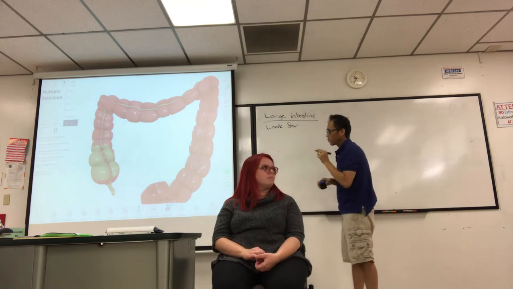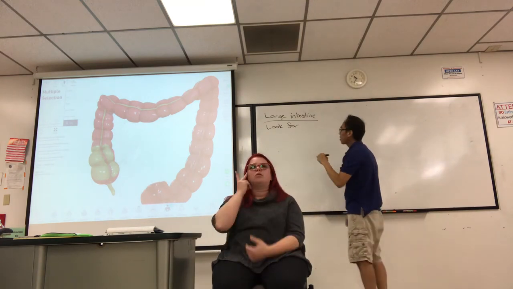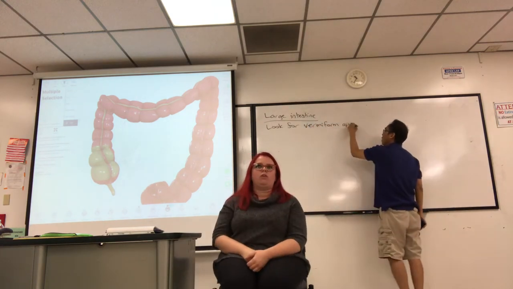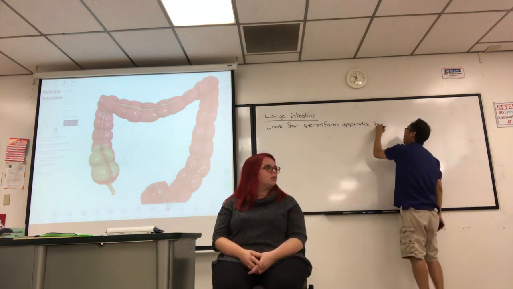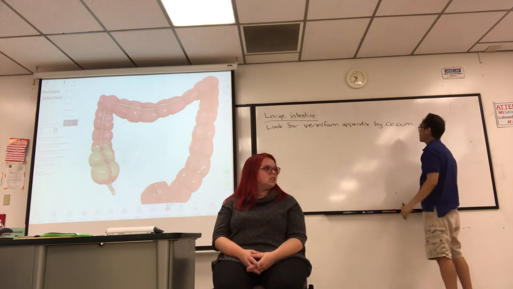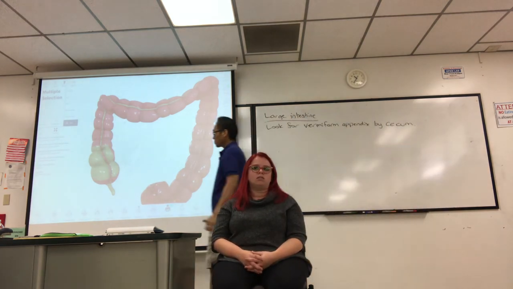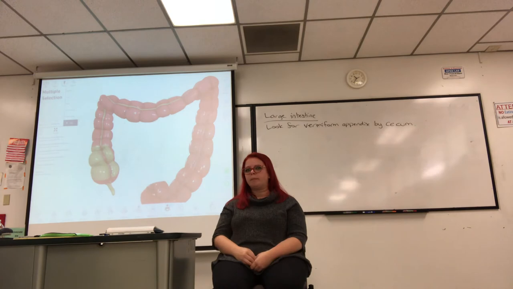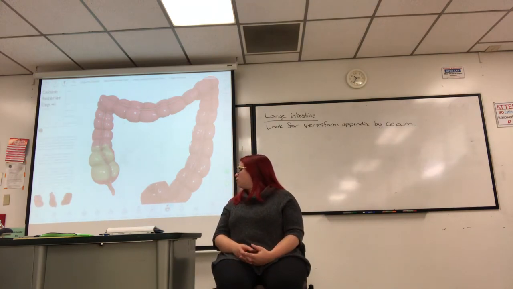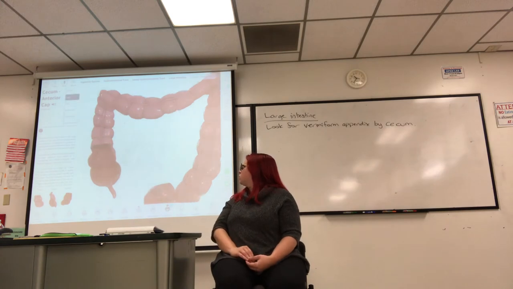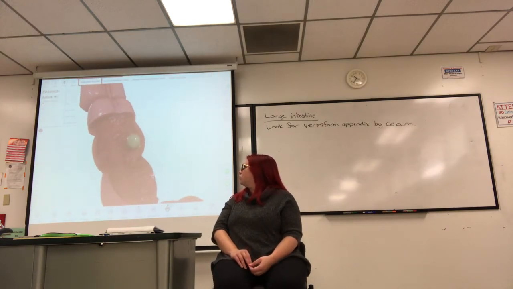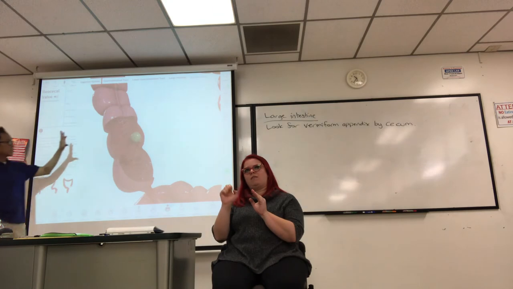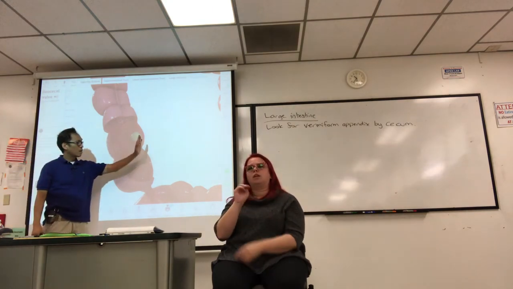I want to say look for the vermiform appendix hanging off the cecum. Cecum, C-E-C-U-M. I'm going to remove the cecal wall so we can see inside there. If you look inside, right there, what's highlighted in green, that's the ileocecal valve. So that's where the cecum is receiving the foodstuff from the ileum.